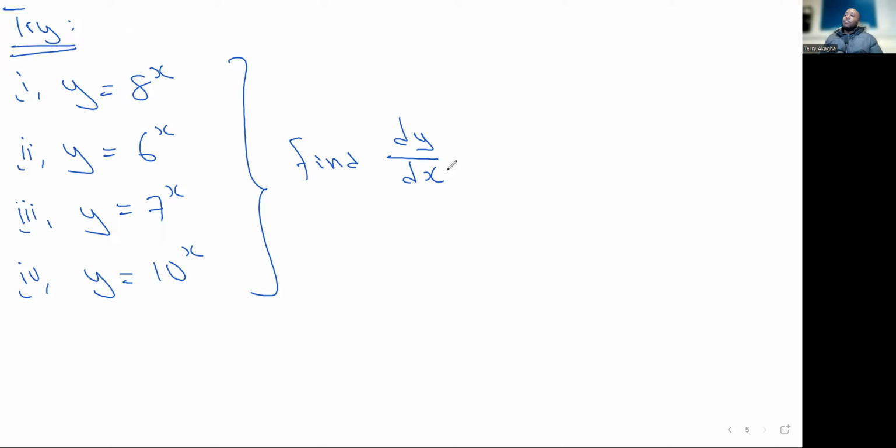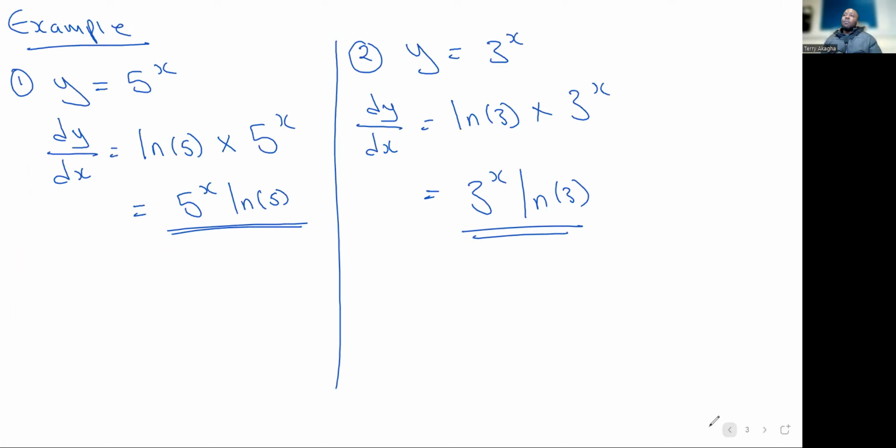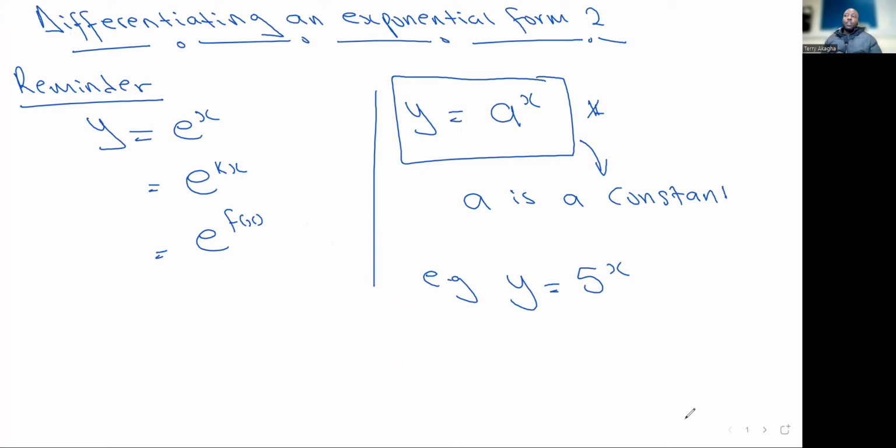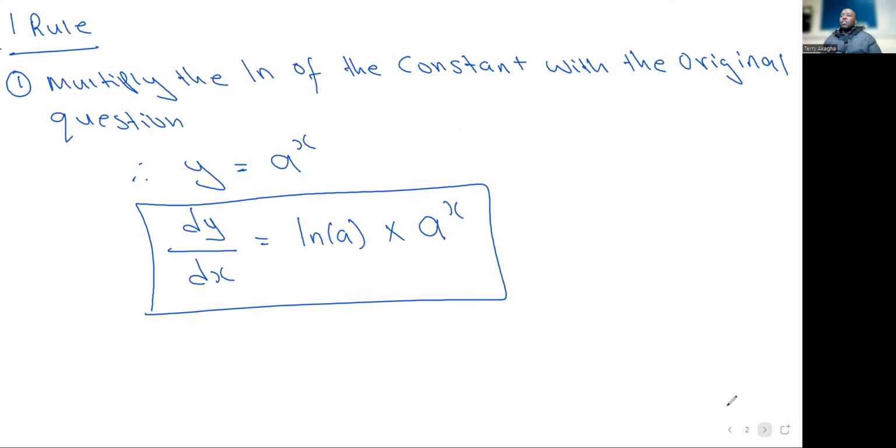Okay, that is that for the second form of exponents. How do you differentiate it? Basically, you just take the ln of the constant and you multiply it by the original question.